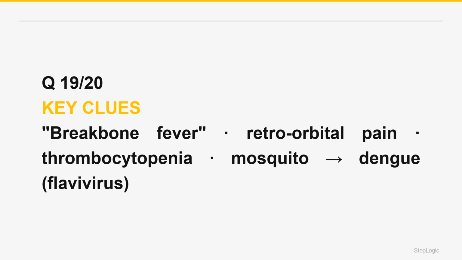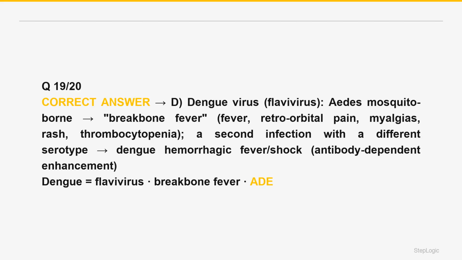Classic dengue fever presents with high fever, severe headache with retroorbital pain, intense myalgias and arthralgias, the breakbone fever, a rash, and thrombocytopenia with leukopenia. The correct answer is D. The high-yield danger is the second infection.